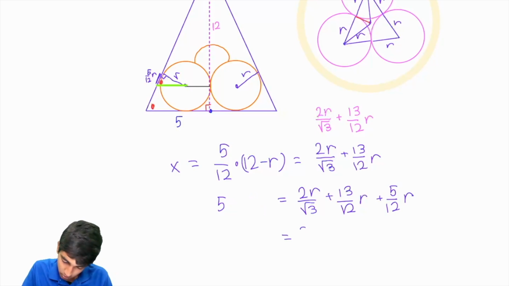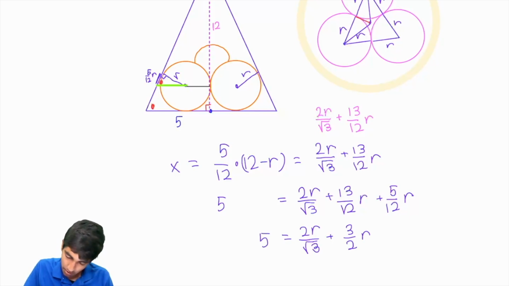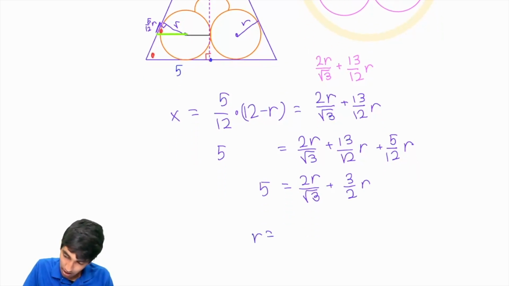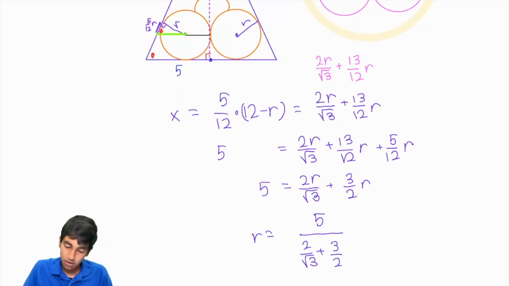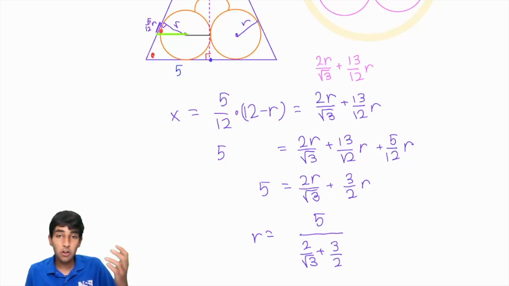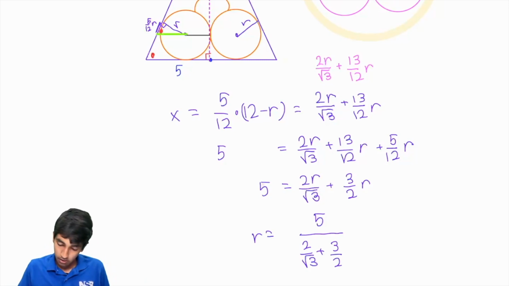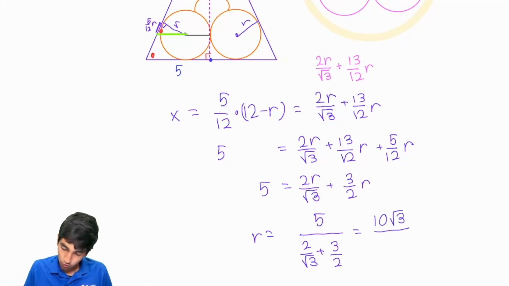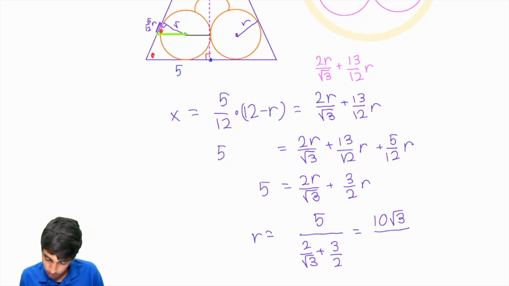And this gives us 2r over root 3 plus 3 halves r. This is 5. So r is just 5 over 2 over root 3 plus 3 halves. And we multiply by 2 root 3 to the numerator, multiply by 2 root 3 to the denominator. We get 10 root 3 over, and then 2 root 3 here, we get 4 plus 3 root 3.